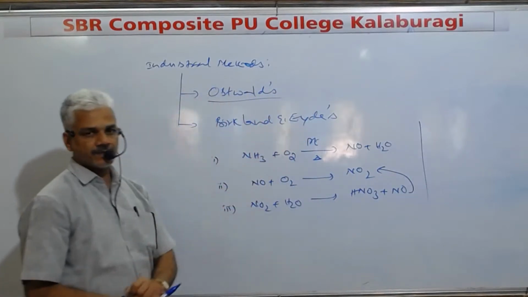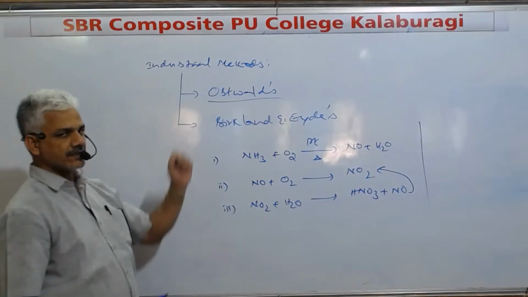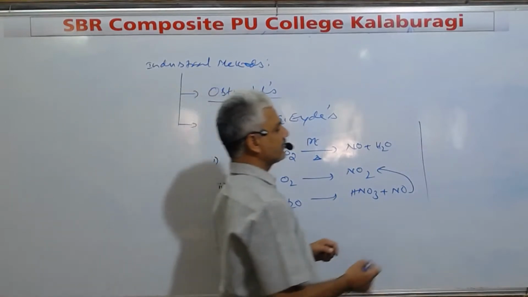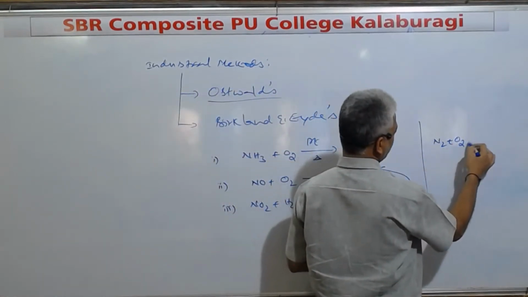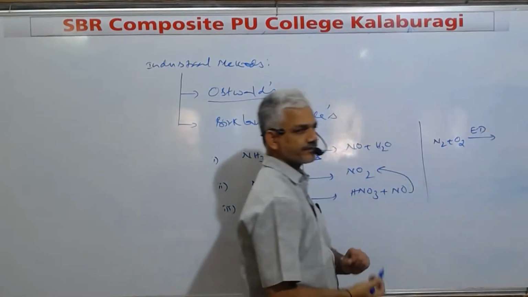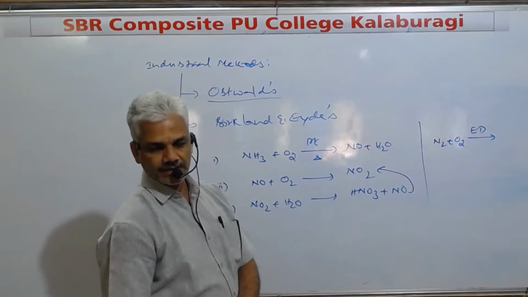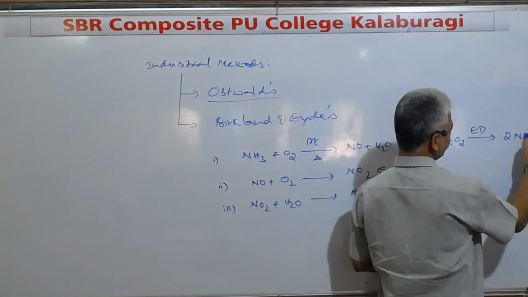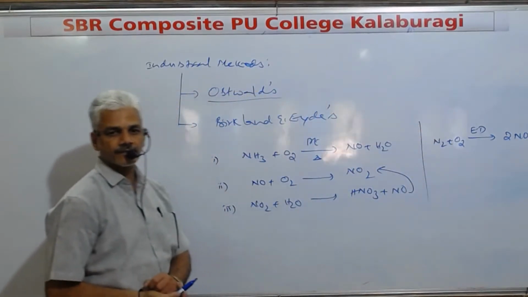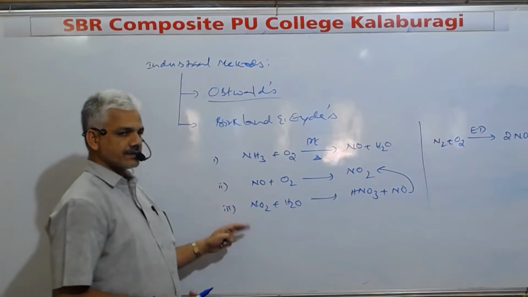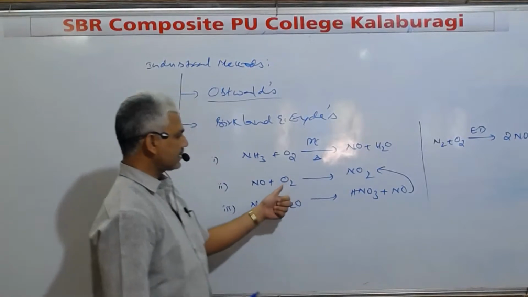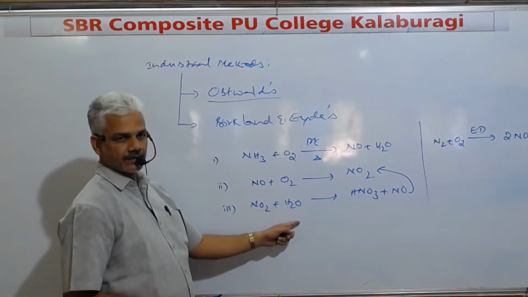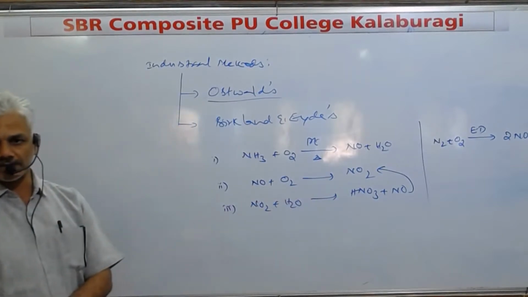Then Birkeland and Eyde's process. It is also similar to Ostwald's process. Only the first stage will be different. Instead of taking ammonia, here air is subjected to electrical discharge. Electrical discharge means passing high voltage current. What happens? Nitrogen and oxygen combine together to get nitric oxide. Remaining stages are common. That nitric oxide is subjected to oxidation to get nitrogen dioxide, and nitrogen dioxide on dissolving in water will produce nitric acid.